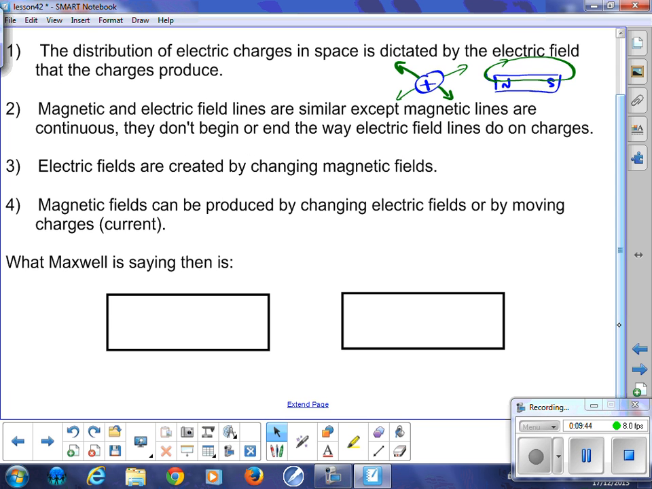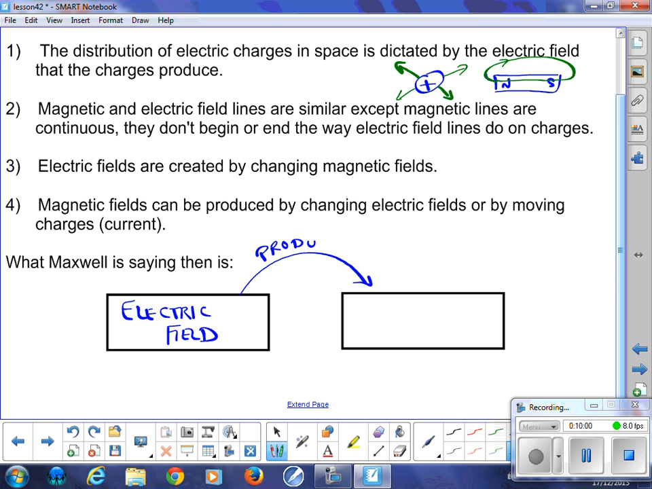So what does that mean then? Summarizing what Maxwell said, he said if I have an electric field, or can generate an electric field, then I can produce a magnetic field.